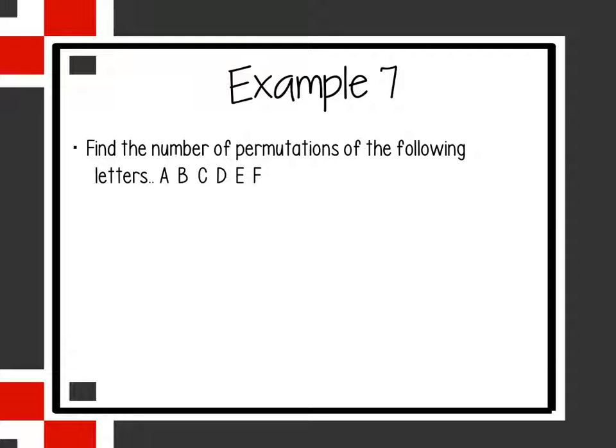Find the number of permutations of the following letters: A, B, C, D, E, and F. How many letters are there? 6. So it is 6 factorial, which is 720.